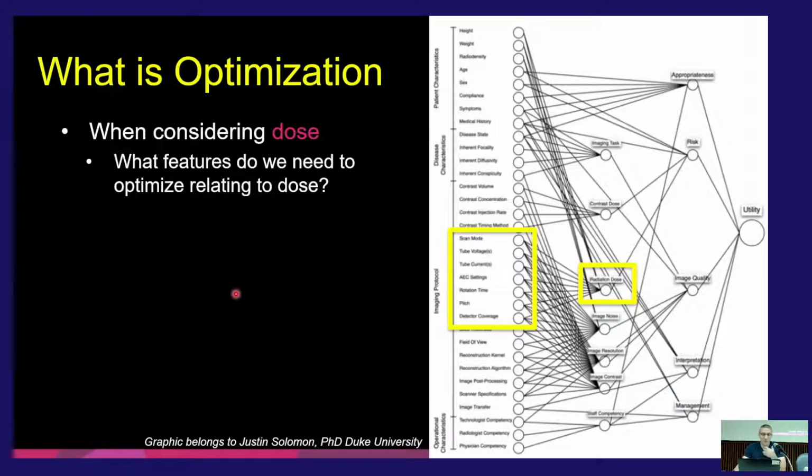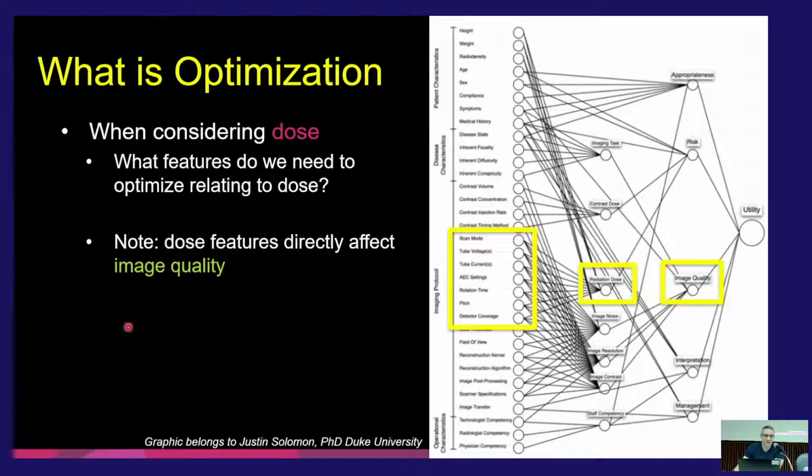So what features do we need to optimize when we are talking about radiation dose? Here I've highlighted some, all things that we're going to talk about today: scan modes, tube voltages, currents, AEC, so tube current modulation, etc. And we also need to remember that all of the dose features will also directly link to other features related to image quality, such as spatial resolution, image noise, etc.